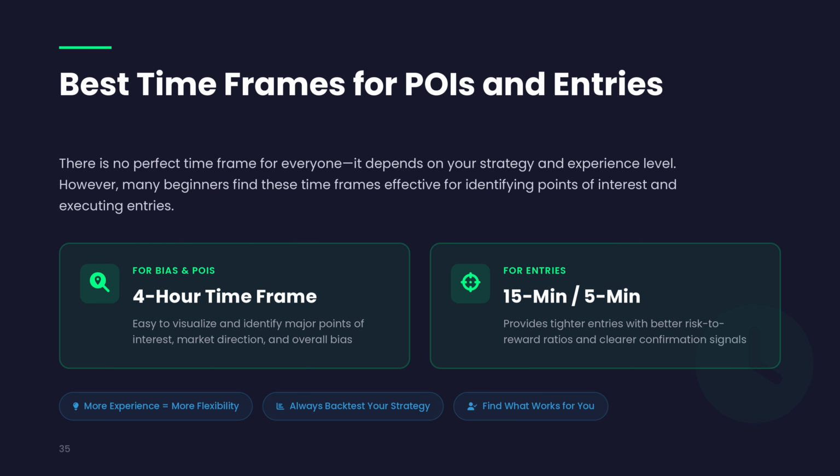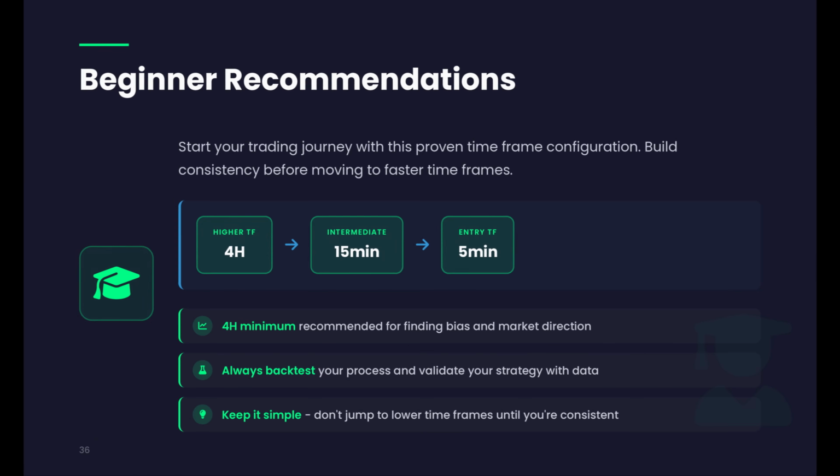Master one configuration completely, rather than constantly switching between different setups hoping to find the magical combination. Your optimal time frame matches your trading personality. Excellent. Now, this is perhaps the most important slide in this entire section.